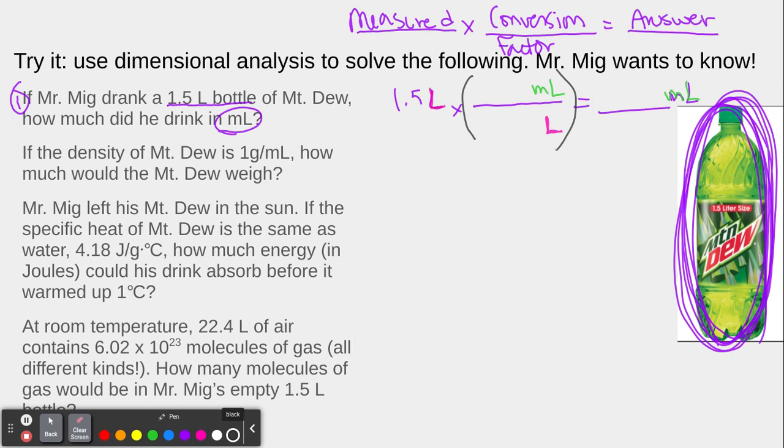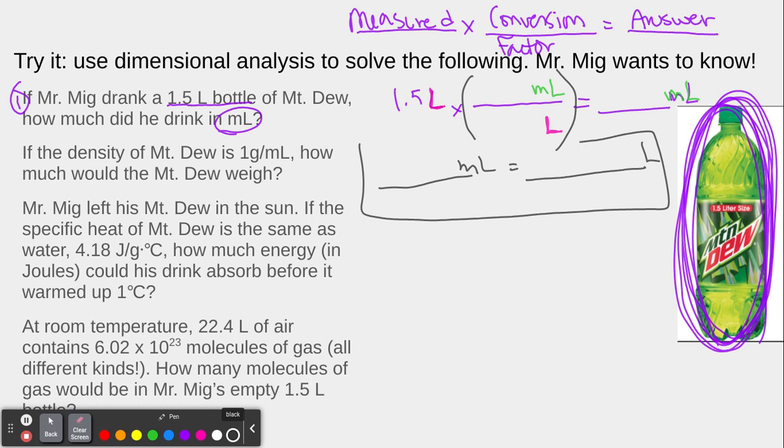There's 2 units, and the top in milliliters needs to be equal to the bottom in liters. So we need to think about what that is. How many milliliters is equal to how many liters? And it's 1,000 milliliters is equal to 1 liter. So I can go ahead and plug that in. 1,000 milliliters is equal to 1 liter.